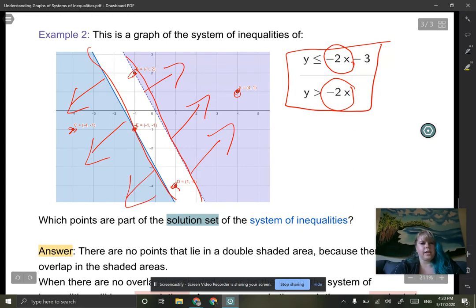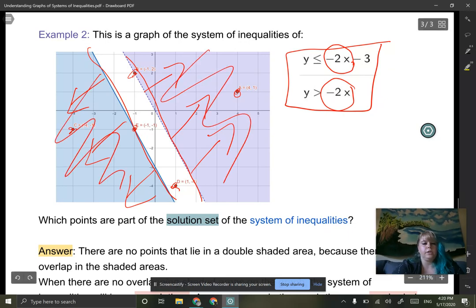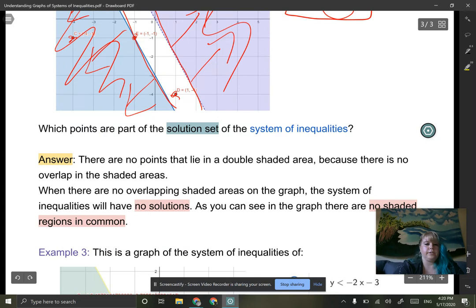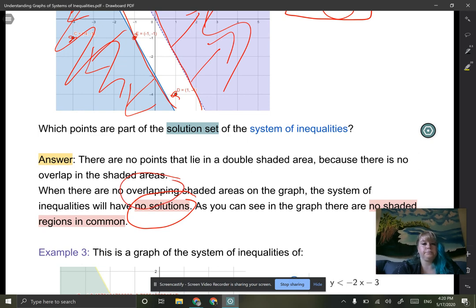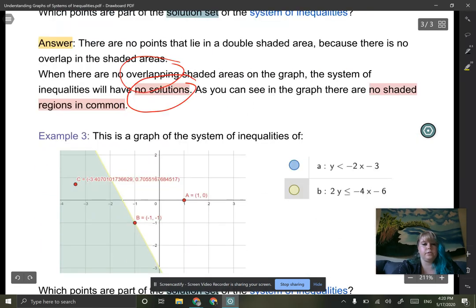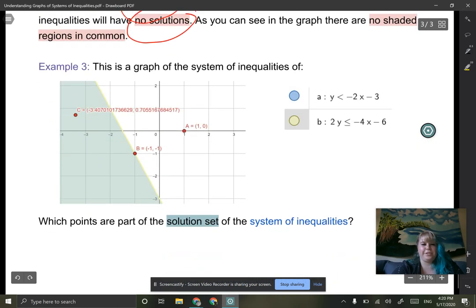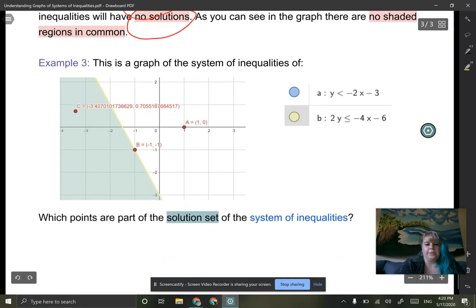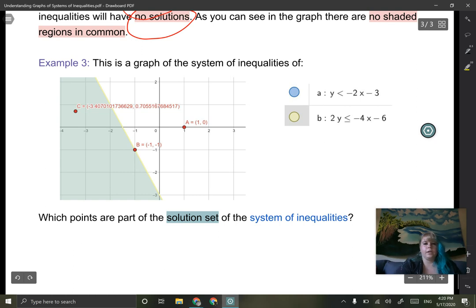Does it look to have double shaded areas? No, this is all on its own, and this one's all on its own. So this system actually has no solutions, okay, because there is no overlapping of the shaded areas. Well, that was easy. So no, none of those points are solutions. Let's look at this last inequality, and it's actually a system of inequalities.